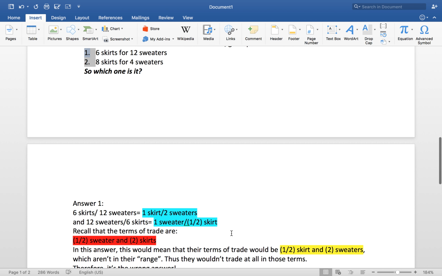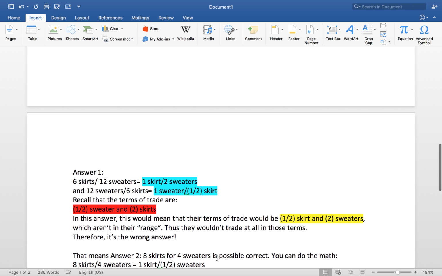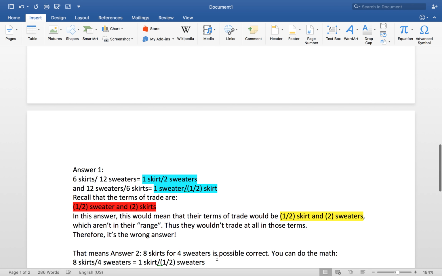That means that they're not going to trade, because obviously it's not even under their terms. It's not even under the ratio. Here they would have to give up 2 sweaters, and we already figured out that they're only going to trade under half a sweater. So that's not going. This is not possible. It's not even in their range, and they wouldn't trade under those terms. Hence, that's the wrong answer. All right. So this means answer 2 is possibly correct.